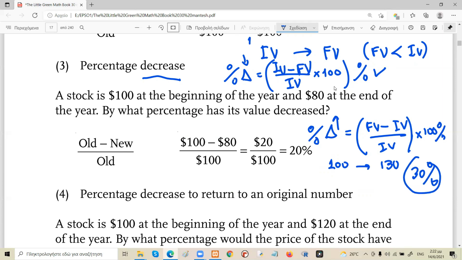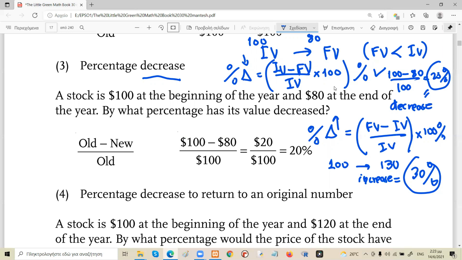But if you go from, for example, 100 to 80, then you have to subtract 100 minus 80, divided by the initial value, that's 100, and this is 20%. And actually, I have a decrease of 20%. If I kept the same thing here, the final value minus the initial value, I would get a minus. And I don't want to get a minus, because the expressions increase equals 30% and decrease equals 20% are absolutely correct.